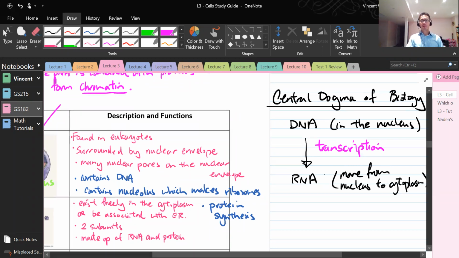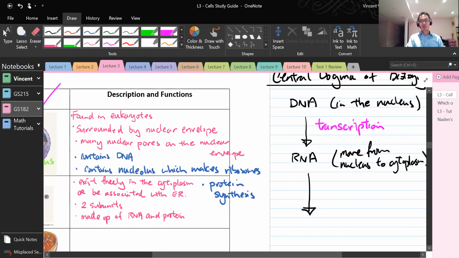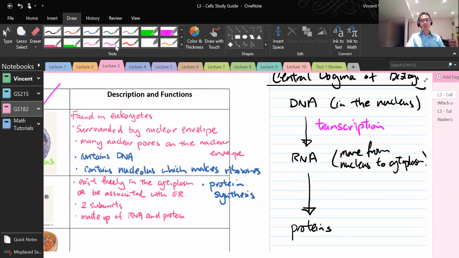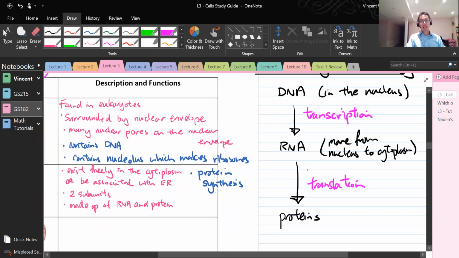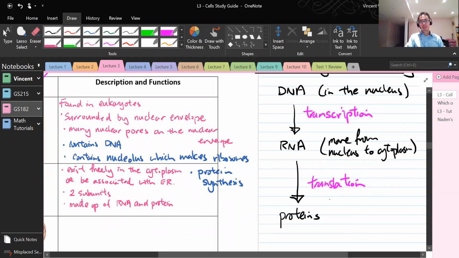And what do we need it for? Well, we're going to use this RNA, this small copy of the DNA, to make proteins. And this process of using the RNA to make the proteins, we call translation. And that happens in the cytoplasm.